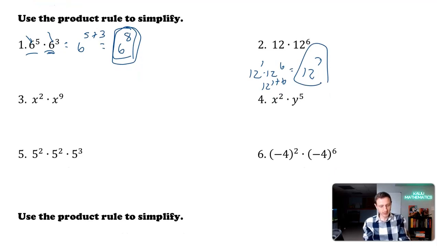x to the second times x to the 9th. That's going to be x to the 2 plus 9. So x to the 11th.